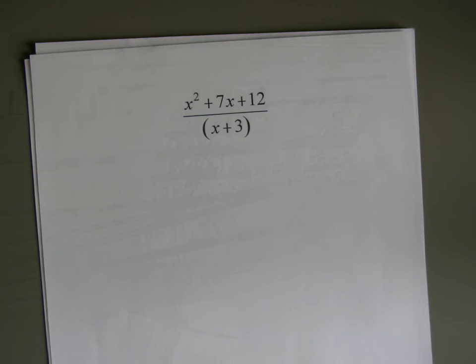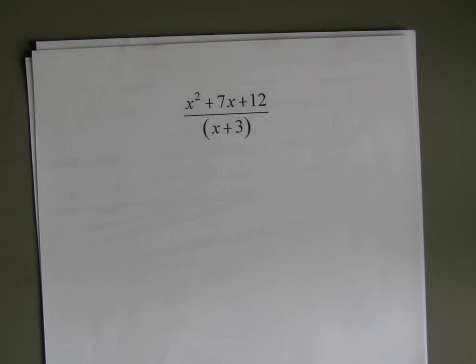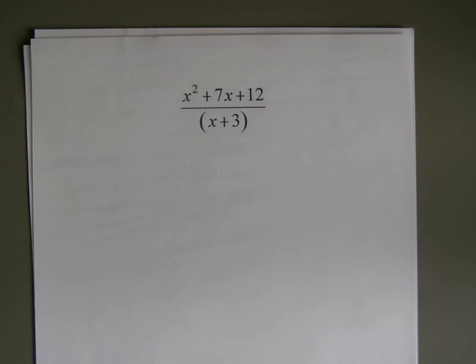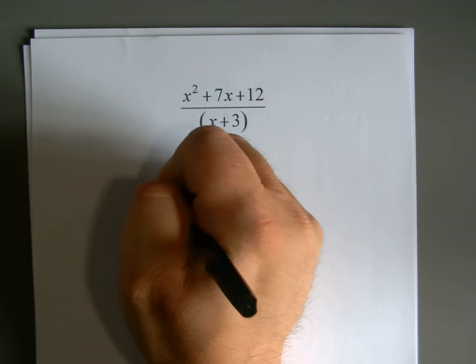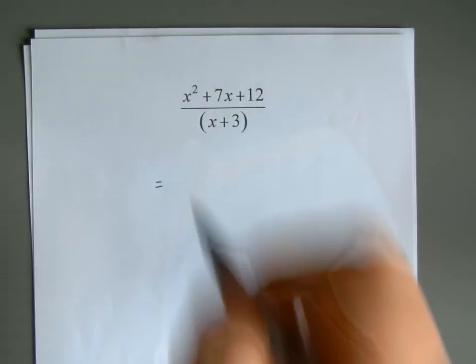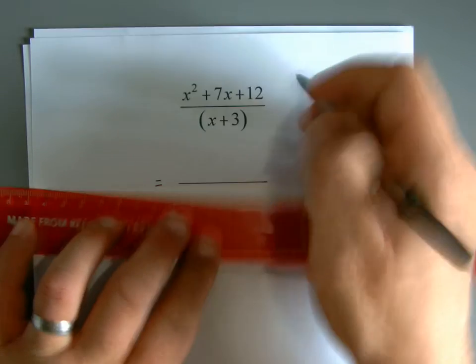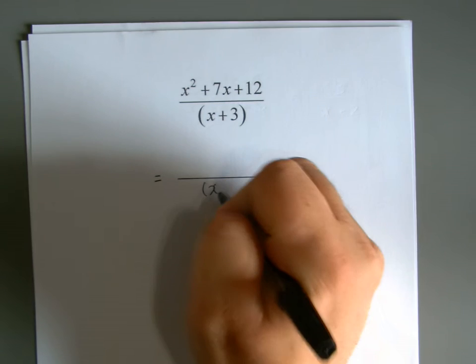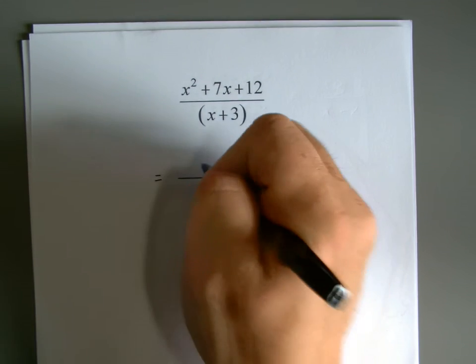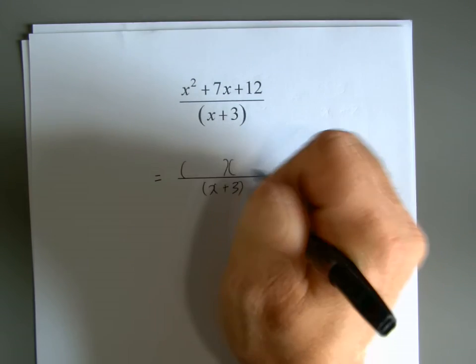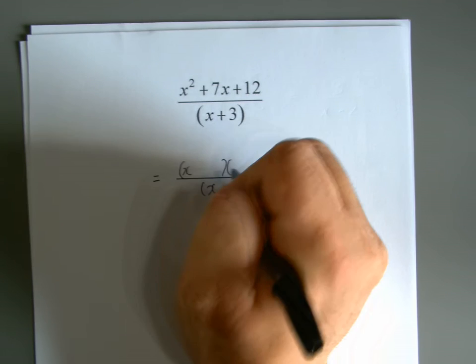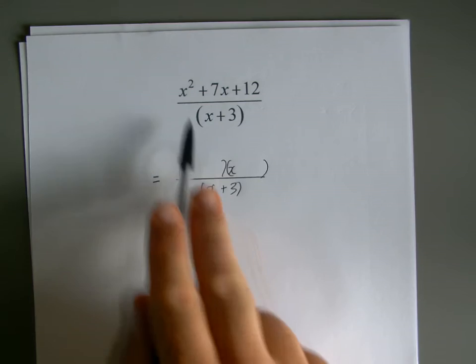Now, let's look at this one, because this time we've got x plus 3 on the bottom, a bracket, but we haven't got a bracket on the top. However, you'll recognize this as a quadratic, which can be factorized. So we'll factorize the top, and hopefully we'll get some cancellation. I'll leave the bottom as x plus 3, but on the top I'm going to have two brackets, with x, obviously, in both of them at the start. So the first will give me x squared.